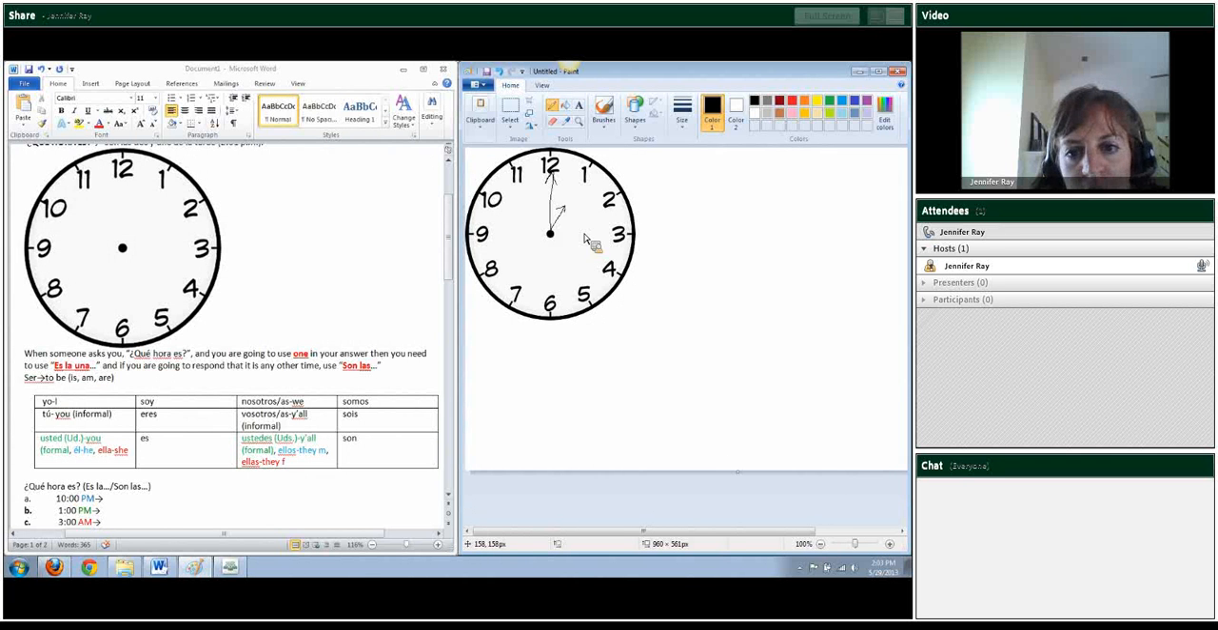If it's any other time, 2, 3, 4, 5, 6, 7, your hour hand has actually gone around the circle multiple times. So like we start out at 1, and then it goes around the circle twice to get to 2, 3 times to get to 3, or at least that's how I like to think of it. So anytime after 1 is going to be plural, and you're going to say son las instead.